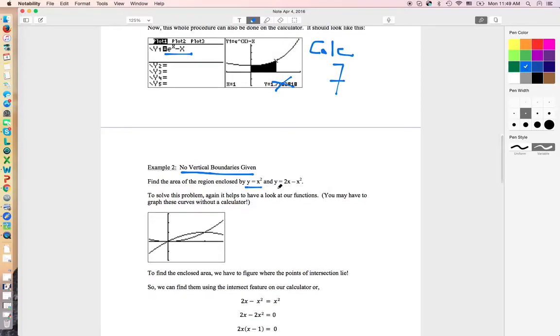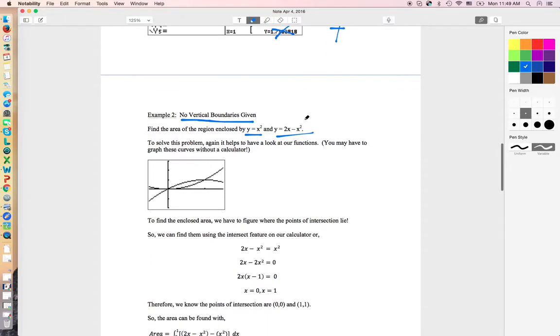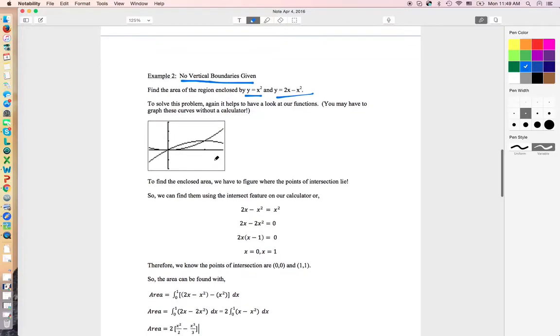Instead, we're only given two functions. And in this situation, again, always start by graphing, even if you have to do it by hand. We can see what's happening here. And what's happening here is we don't need the vertical boundaries. We don't need them because these two graphs intersect each other.